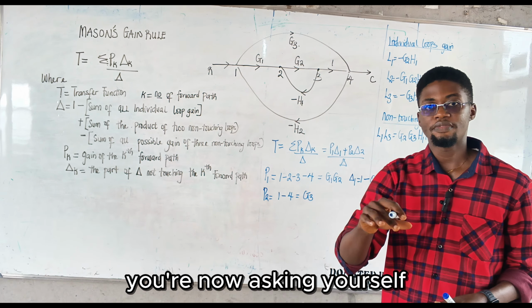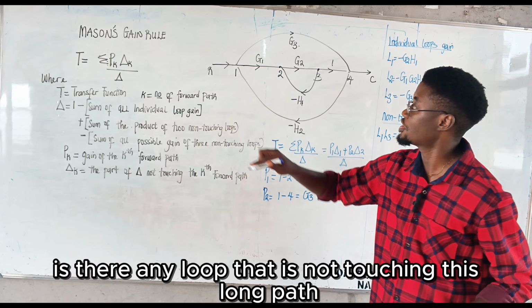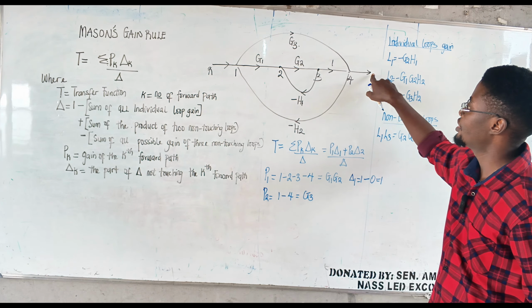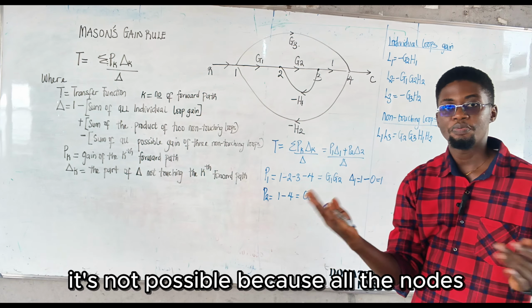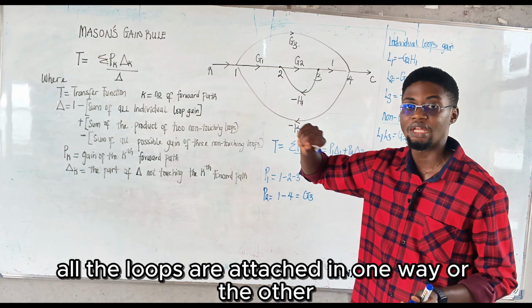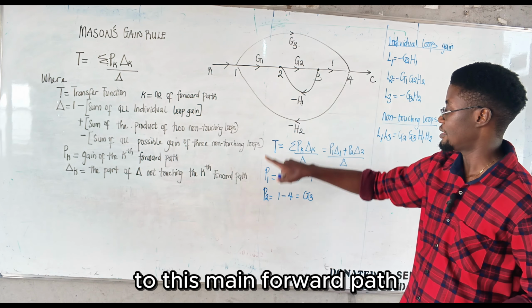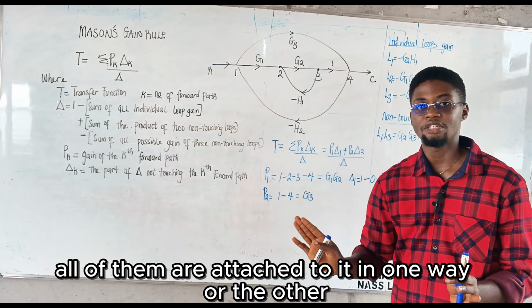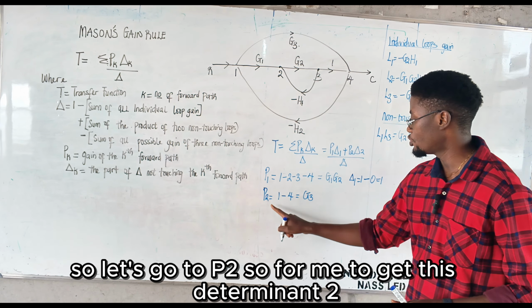This is the main forward path from this point to this point. You are asking yourself, is there any loop that is not touching this long path that starts from here to here? It's not possible because all the loops are attached in one way or the other to this main forward path, this P1. So let's go to P2.